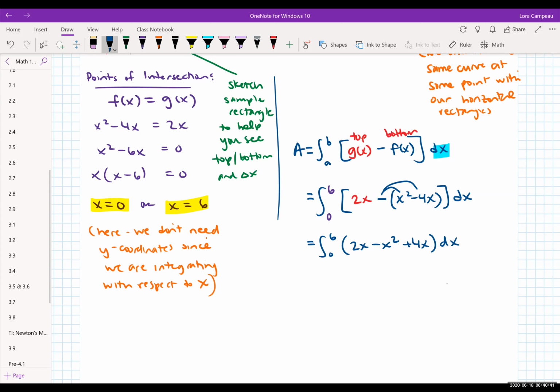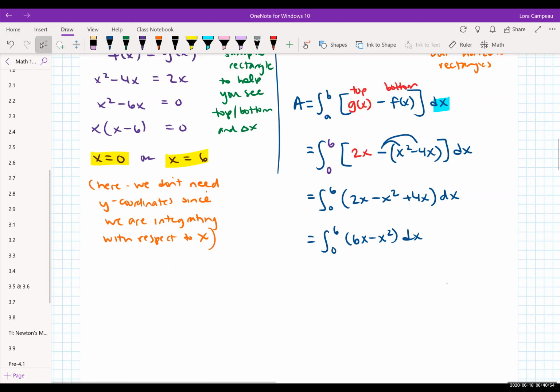with respect to x. That's why it's really important to write that. Before you try to integrate by hand, it's always nice to combine like terms. So I think I have 6x minus x squared with respect to x. And now's the fun part. Let's integrate. We should have 6x squared over 2 minus x cubed over 3, everything evaluated from 0 to 6.